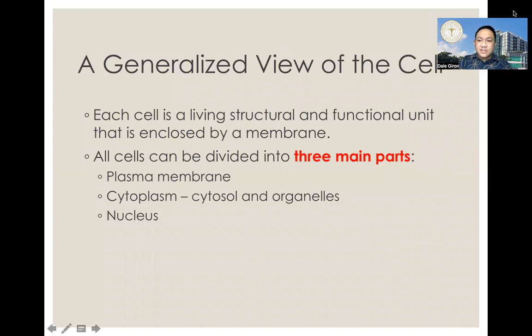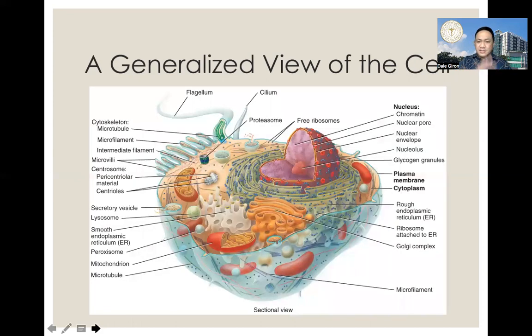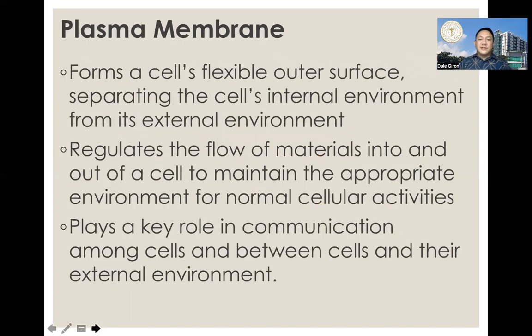Each cell is a living structural and functional unit that is enclosed in a membrane. And all cells can be divided into three main parts: the plasma membrane, the cytoplasm, which contains the cytosol and the different organelles, and the nucleus, which is where the DNA is located. All right, this is a generalized view of the cell. We will be talking about that in a while, one by one. All right, so let's discuss first the plasma membrane.